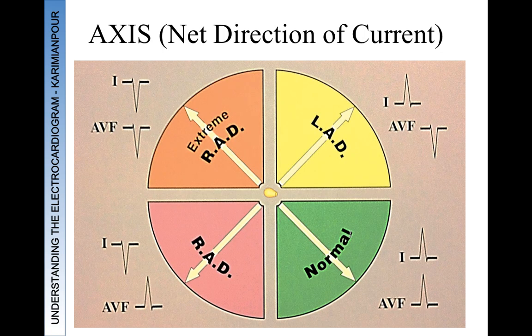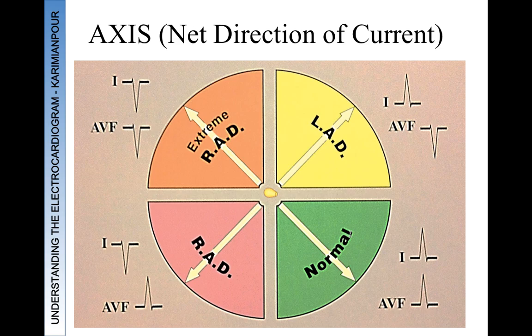So in terms of determining axis, there are four different general axes that the heart's net direction of current can fall within. Anywhere from 0 degrees to positive 90 degrees approximately has traditionally been taught as being normal axis, and that's shown in the green color. Left axis deviation is from 0 degrees to negative 90 degrees approximately. Right axis deviation is from positive 90 to about positive 180. And then we have what's called the extreme right axis, which is the top right axis.